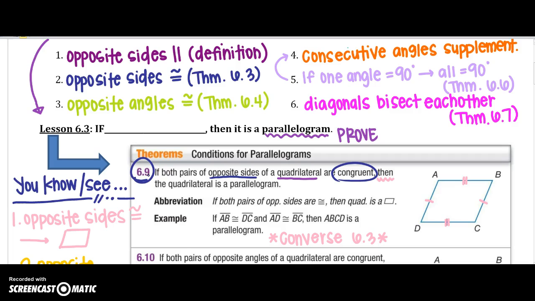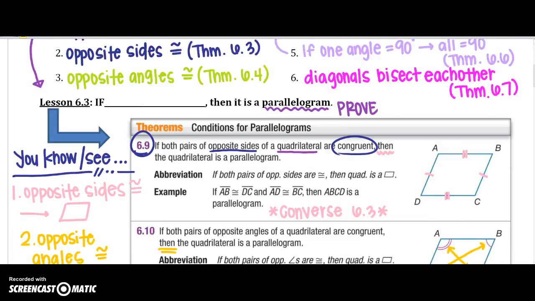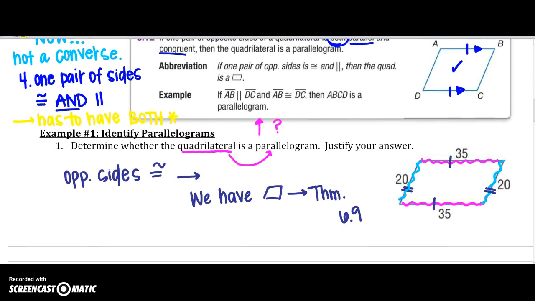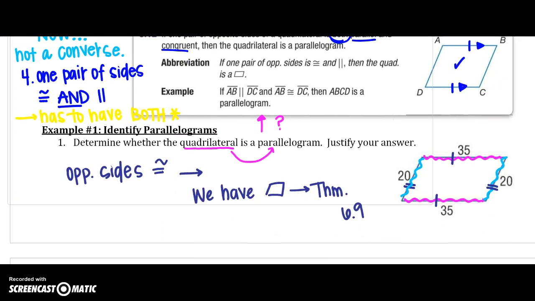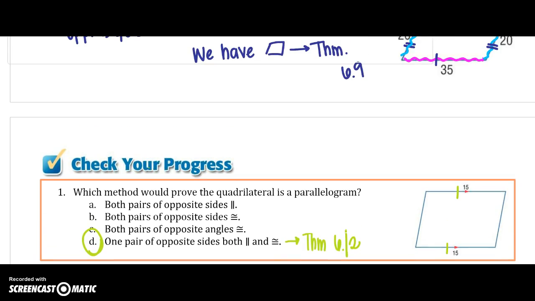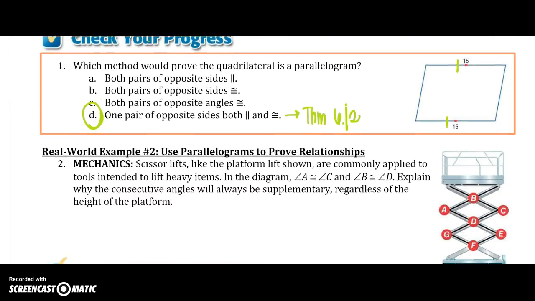All right, if you will stop this video and try your checkpoint on the next page. All right, and here is your answer. We have a parallelogram because we have one pair of sides that are both congruent and parallel.